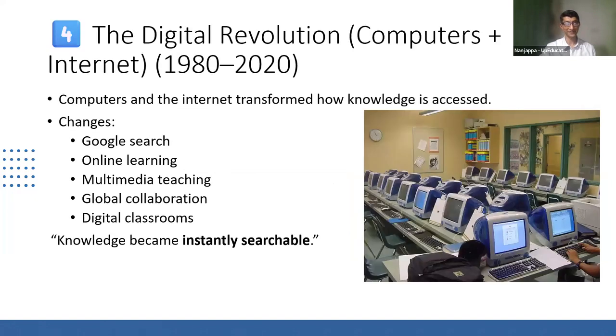Then I think the next revolution is what we all can relate to. That is the digital revolution. Computers came in, internet, and words like Google search, online learning, multimedia, all this became buzzwords. This was from 1980 to 2020. And here, the change that we saw with regard to knowledge was it became instantly searchable. Before that, we had to go to the library and research, or ask an expert or a teacher, and we would get information from there. But with the digital revolution, knowledge became instantly searchable.